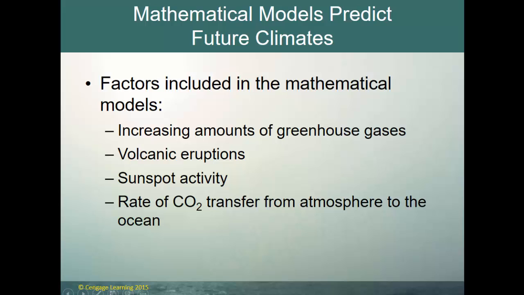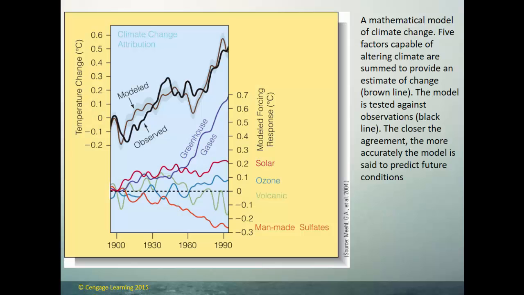All right, so some of the factors that go into those models that indicate if we increase CO2, we're going to increase temperatures, are the increasing amounts of greenhouse gases, gases that come from volcanic eruptions. Believe it or not, sunspot activity can increase the amount of solar radiation that arrives at the Earth's surface. And then there's the rate of CO2 transfer from the atmosphere to the ocean. For years, some scientists thought that the ocean could just act as a big sink. We could just put all that extra CO2 in the ocean. But we're beginning to see that that's not going to work, because of ocean acidification and thermal expansion.